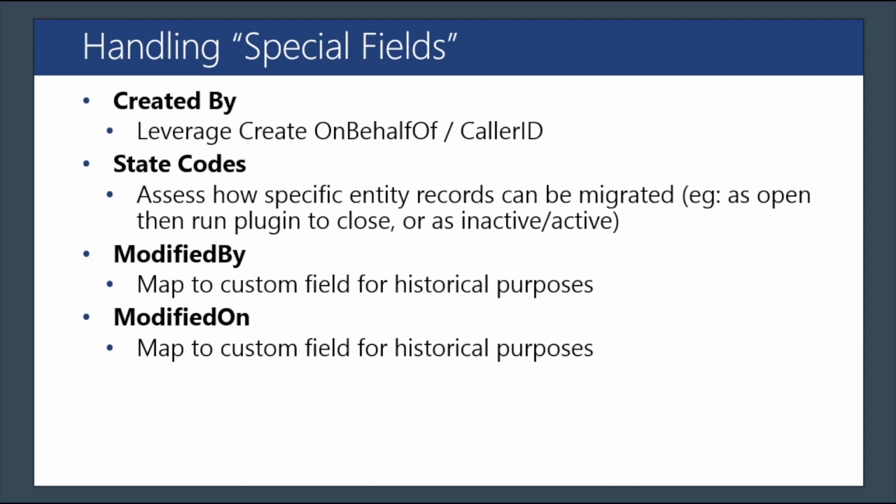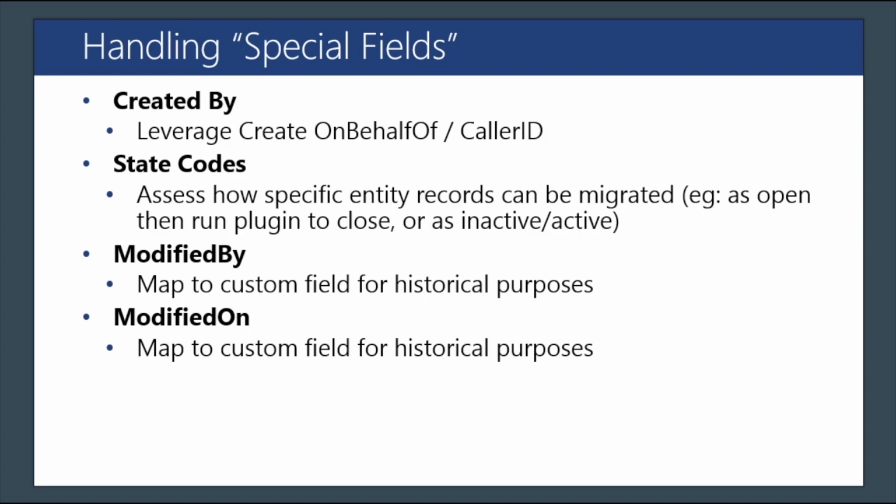State codes I mentioned earlier already. There are specific ones that can actually be migrated as they are. Some others just need to be updated or changed after they are migrated. So you may consider migrating a certain record type as open, and then immediately or afterwards run a plugin or a workflow to close it or to mark it as inactive, as an example.